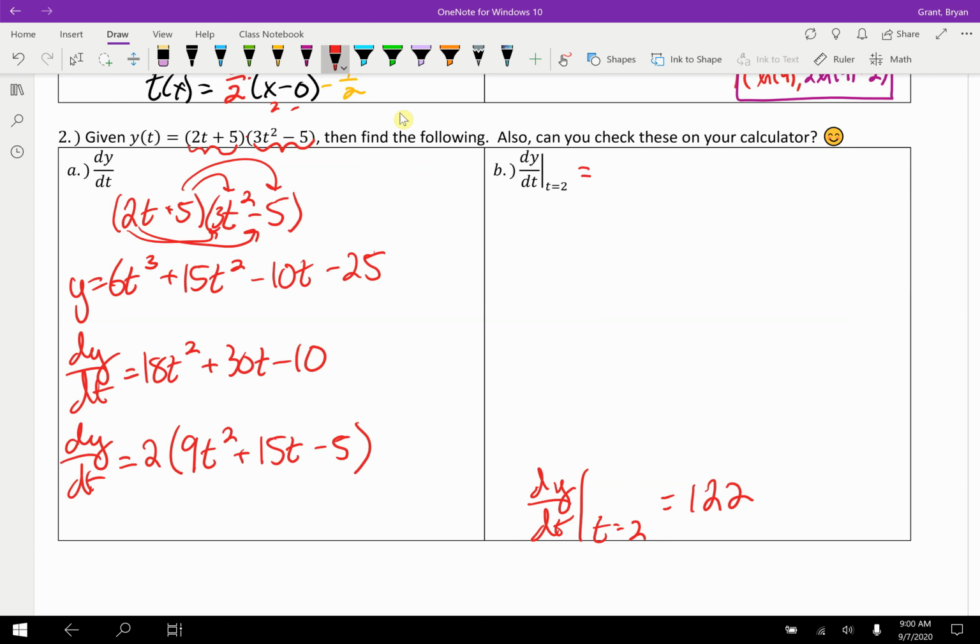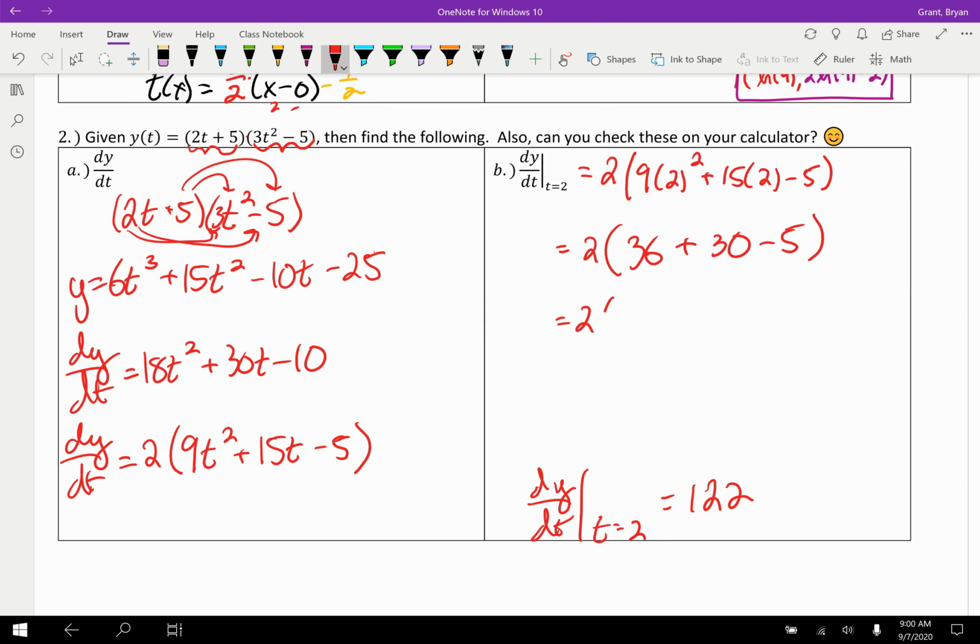So dy dt evaluated at 2 means we're going to do 2 times 9 times 2 squared plus 15 times 2 minus 5. And as we continue down, this is 4 times 9, that's 36, plus 30 minus 5. And 36 and 30, well, let's see, that's going to be 66 minus 5 is 61. 2 times 61, 122. Our calculator was right. So again, the calculator shockingly did not lie to us. In fact, the calculator will always be correct, and any mistakes that happen on there will probably be user error.